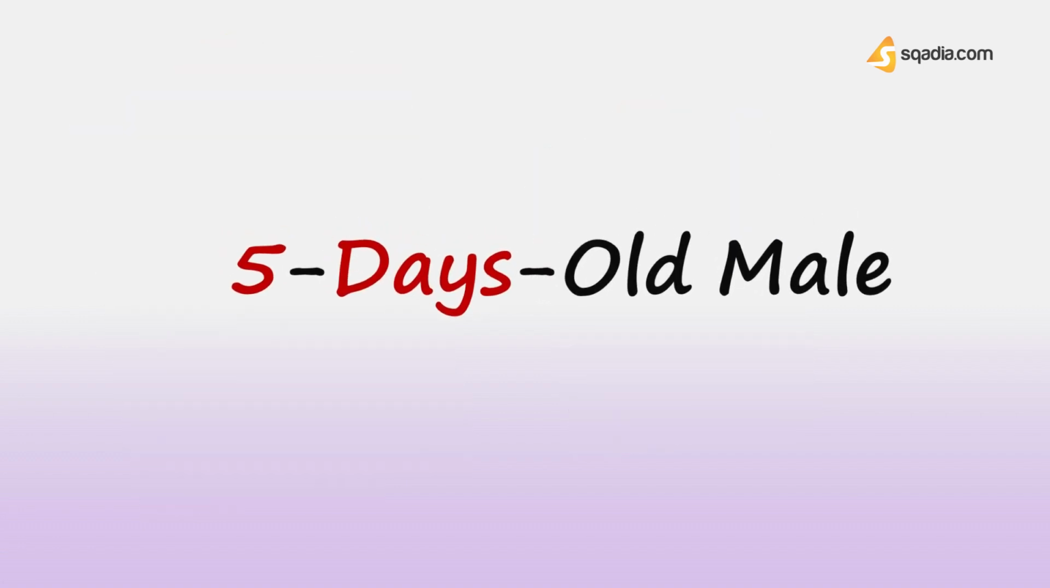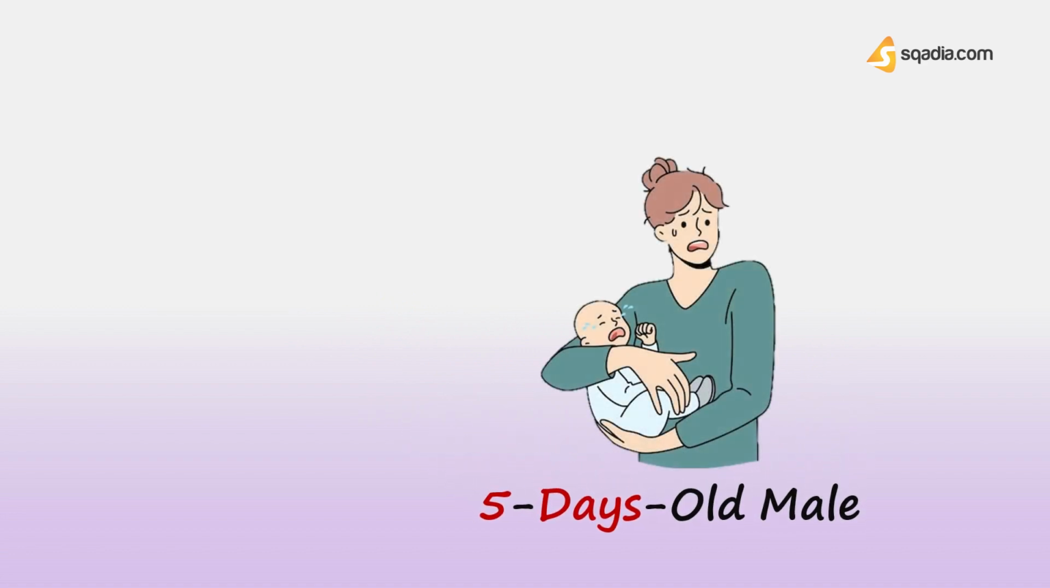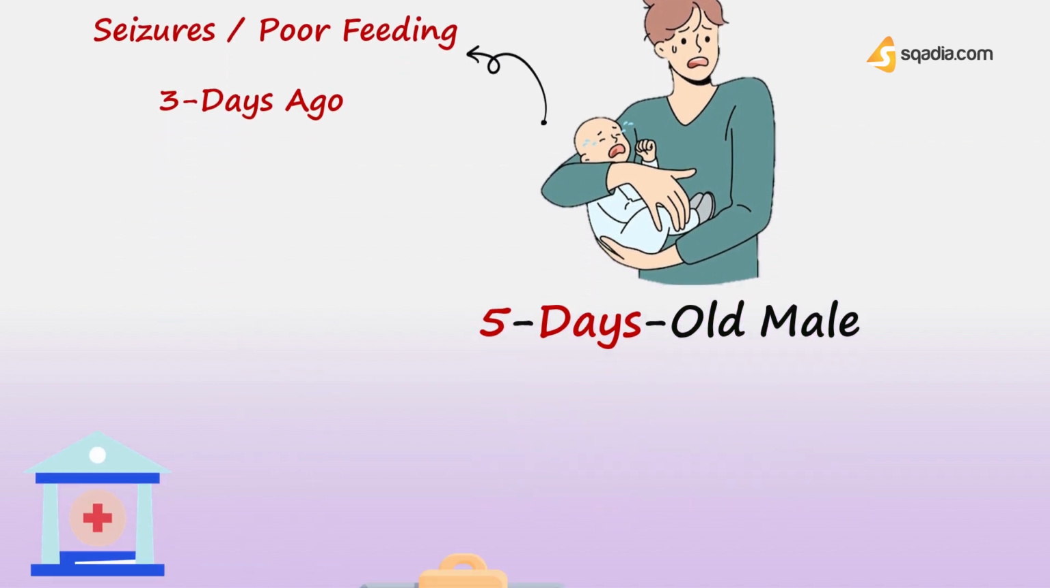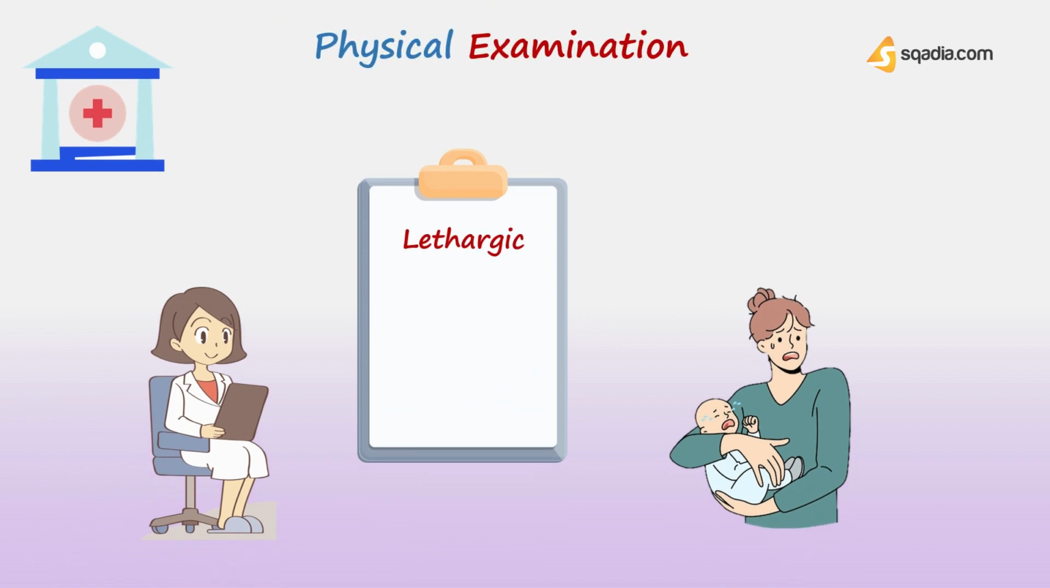A 5-day-old male is brought to the emergency room by his parents. They report that their child just suffered a seizure and has been feeding poorly since he was released from the hospital just 3 days ago. On physical exam, the infant appears lethargic and has evidence of hypotonia, while serum laboratory studies reveal the presence of elevated levels of ammonia. So, what do you conclude from this case?